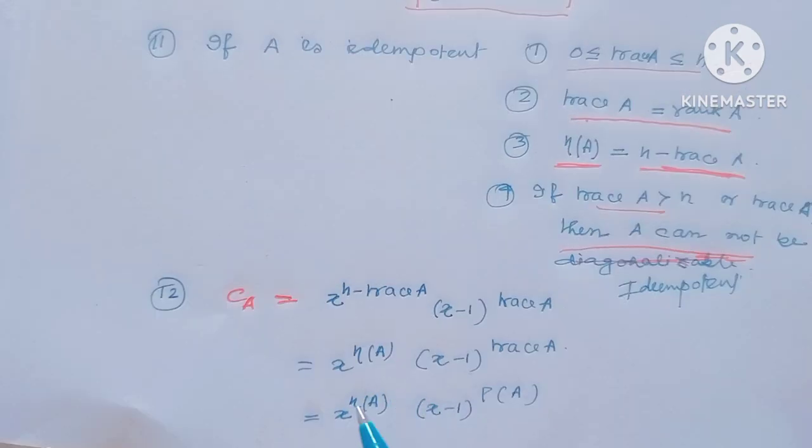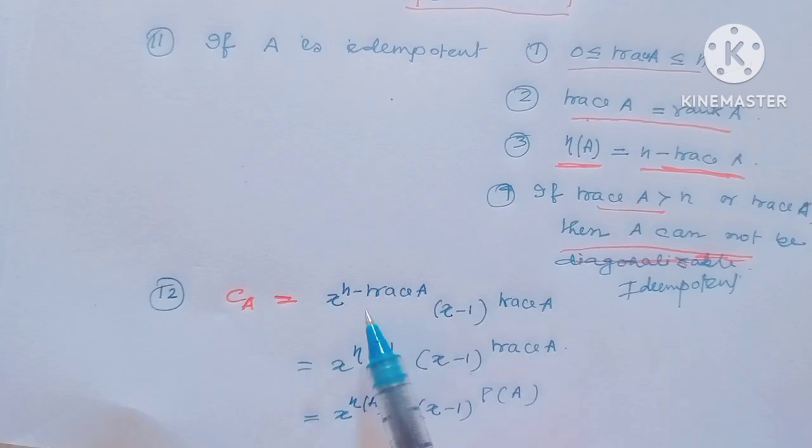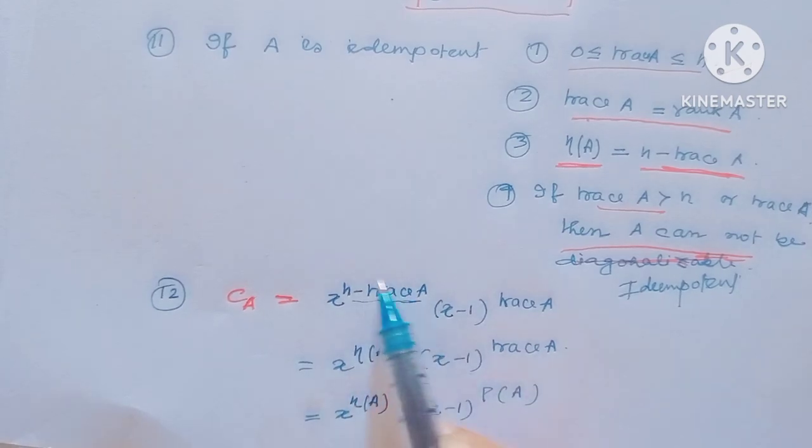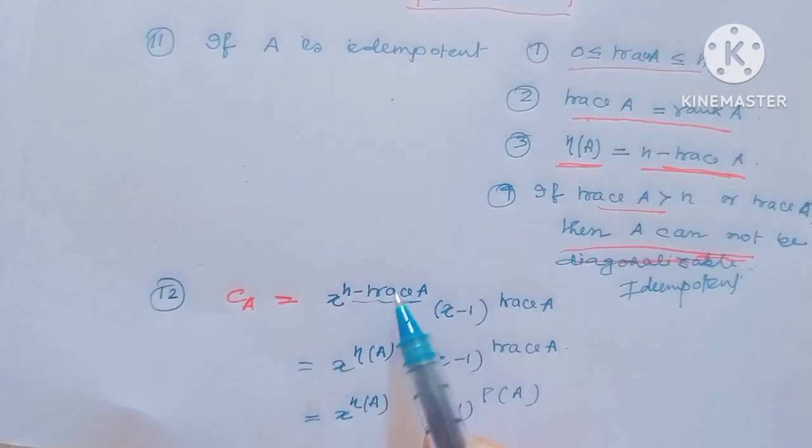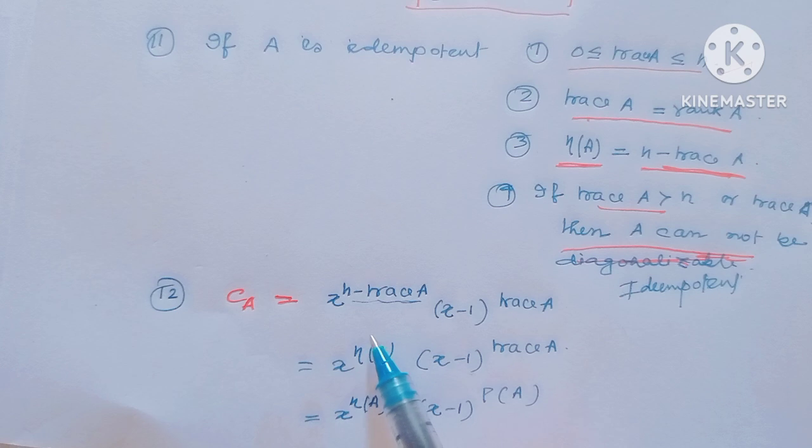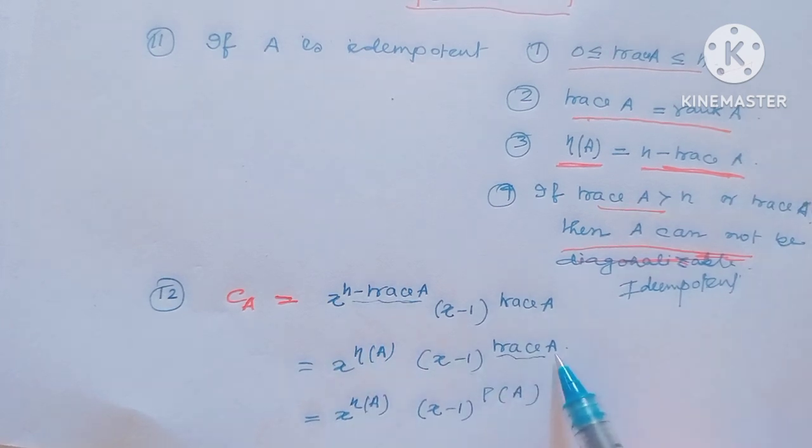And the characteristic polynomial of the matrix is x to the power n minus trace of A, times x minus 1 to the power trace of A. Since trace of A means rank of A, n minus trace of A is equal to the nullity of A. So this is equal to x to the power nullity of A times x minus 1 to the power rank of A.